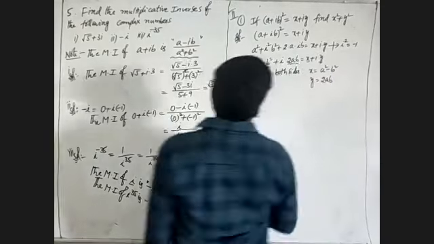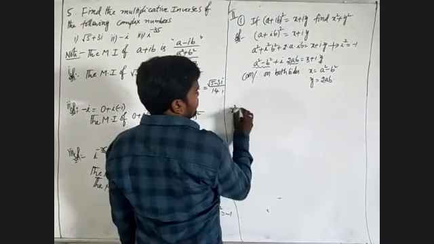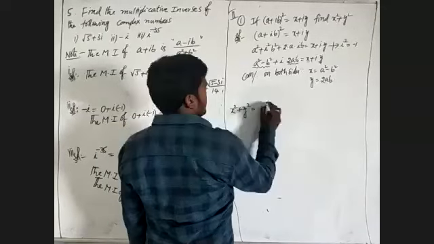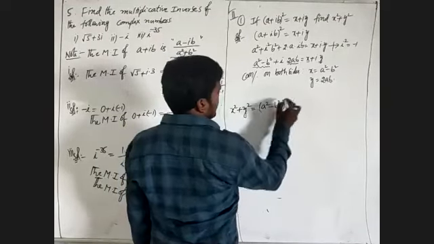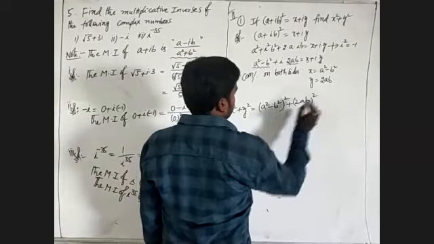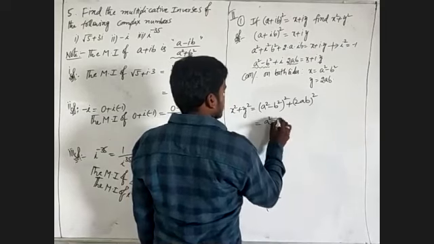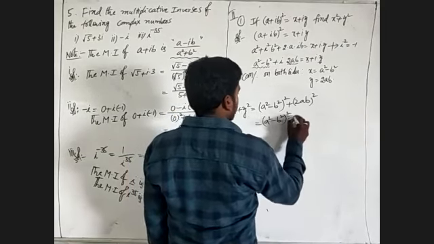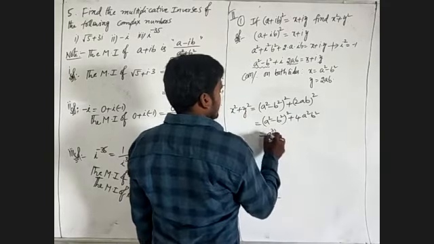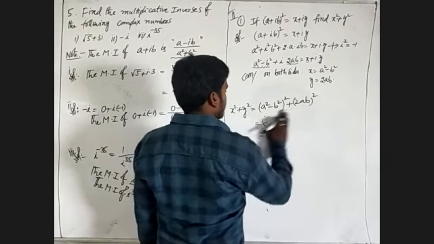But in this problem, what do I have to find out? Here I have to find out x square plus y square. That means x is a square minus b square whole square plus y is 2ab whole square. That must be written as a square minus b square whole square plus 4a square b square. That is a square whole square. How to expand in this place?